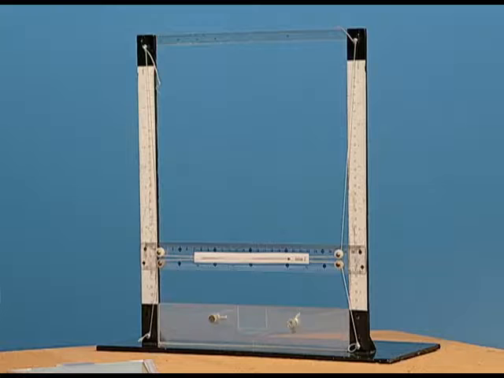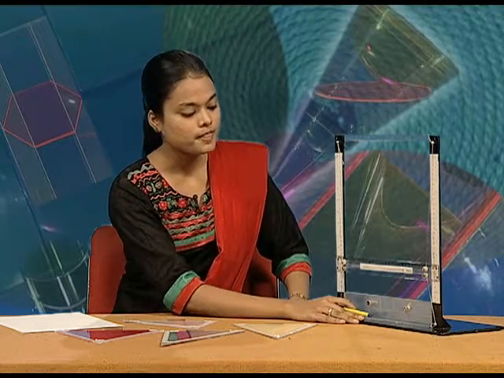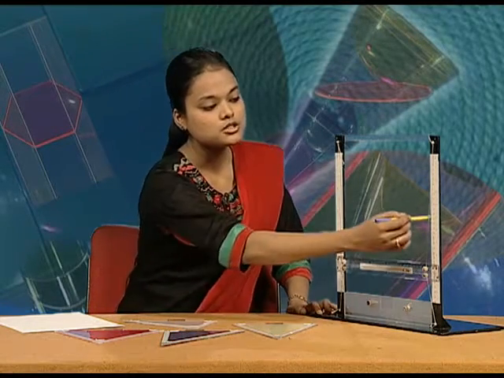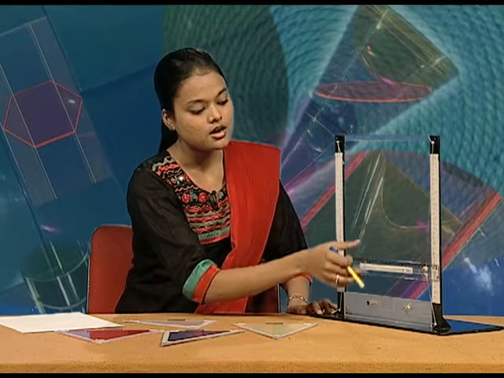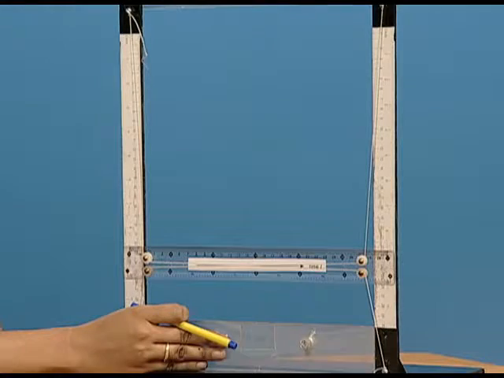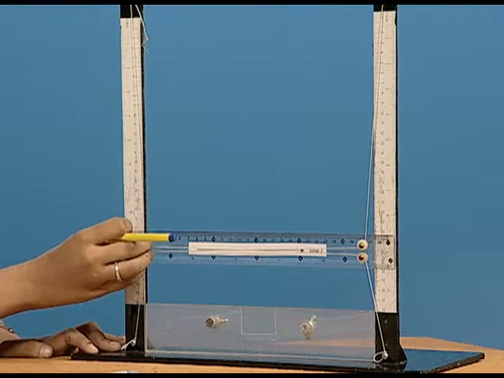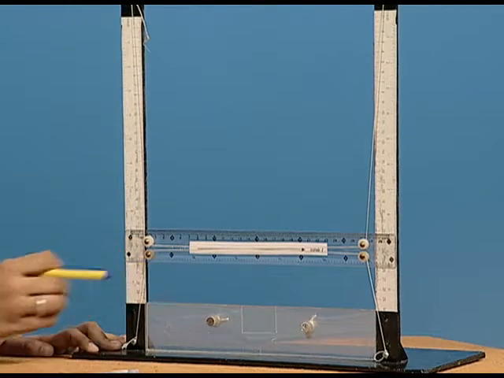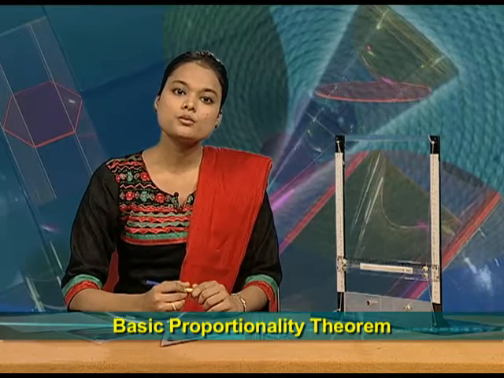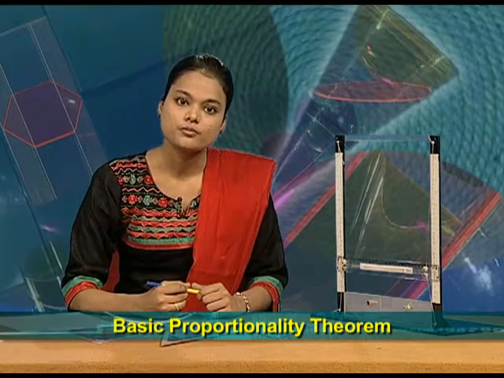to each other to a wooden base, and between these two graduated scales, a scale is attached which is parallel to the base, supported by these two pulleys. Now students, what do you mean by basic proportionality theorem?